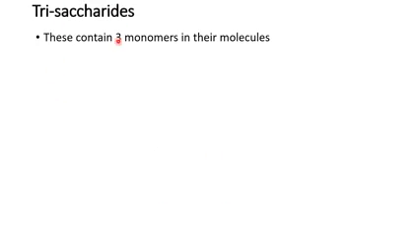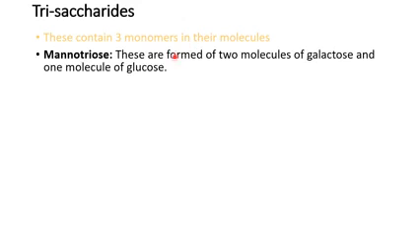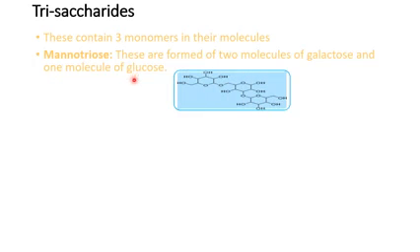The next one is trisaccharides, which contain three monomers in their molecules. Melezitose... rather, an example of a trisaccharide is one made up of two molecules of galactose and one molecule of glucose. So two molecules of galactose and one molecule of glucose make this trisaccharide. So this is the structure of the molecule.